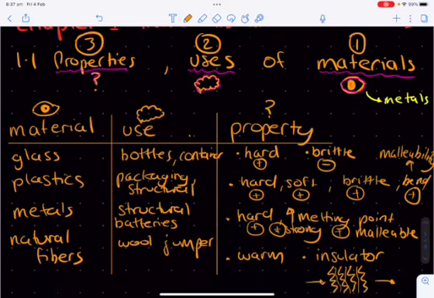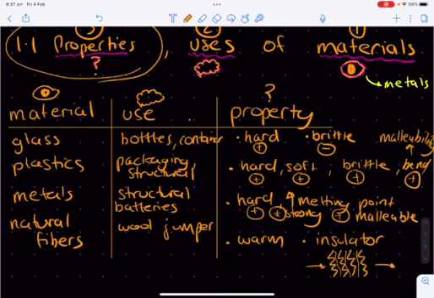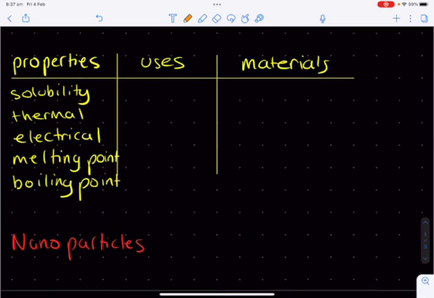Now I'm going to quickly go over the properties that you need to know for this unit. The properties you need to understand are solubility, thermal properties, electrical properties, melting point and boiling point.